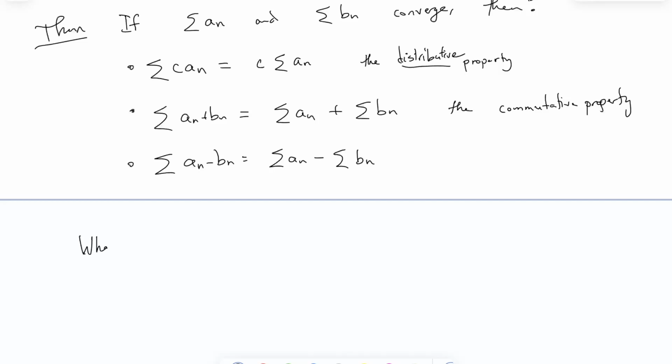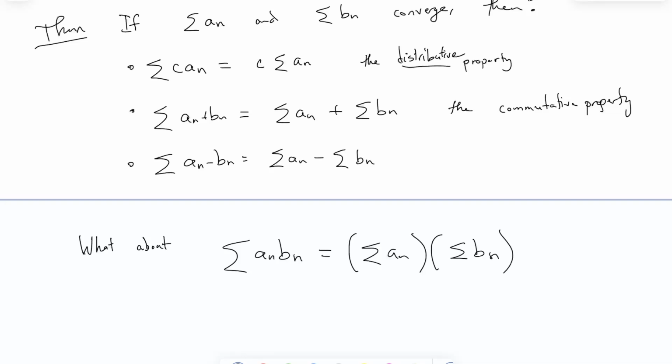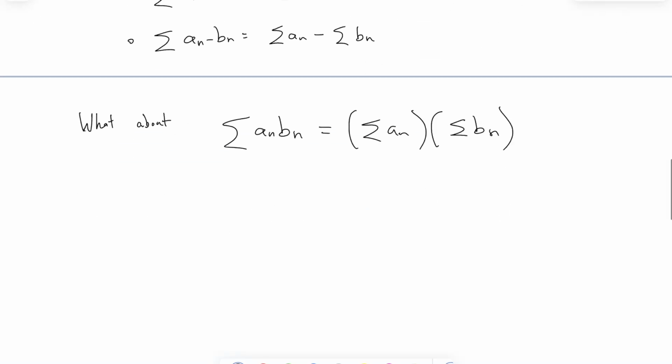One thing that you might wonder about, what about multiplication? Can you do this? That's like this commutative one here, but it's using multiplication instead of addition. This actually is not true. This one is actually false.